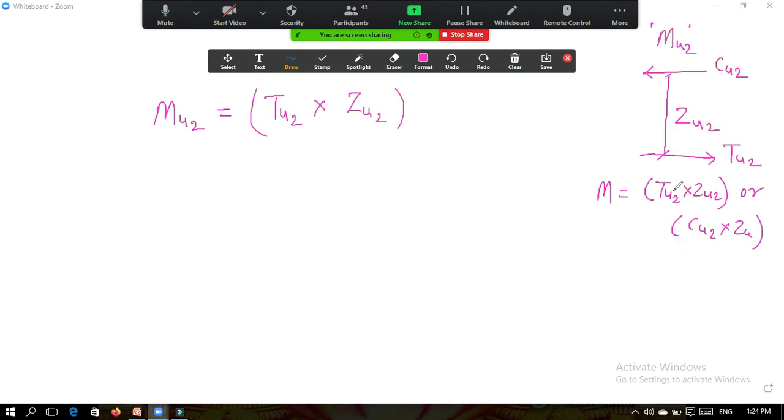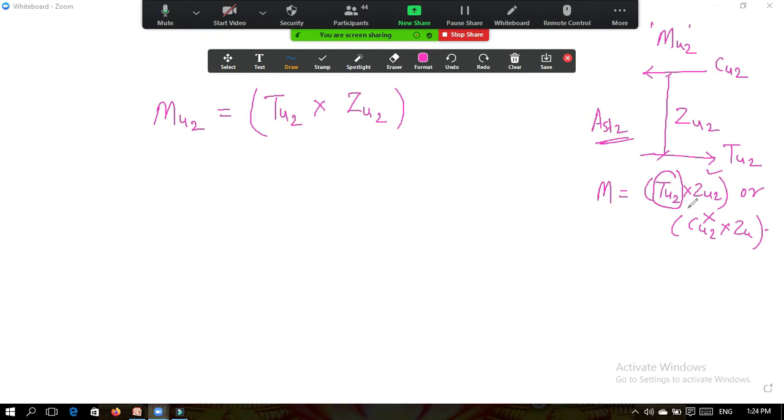but I want to calculate AST2. I am in need of AST2. So AST2 we will get in the formula of TU2 and not in the formula of CU2. Okay, are you getting my point? We will get AST2 in the formula of TU2, not in the formula of CU2. So we are not going to use this formula. We are going with TU2 into ZU2.